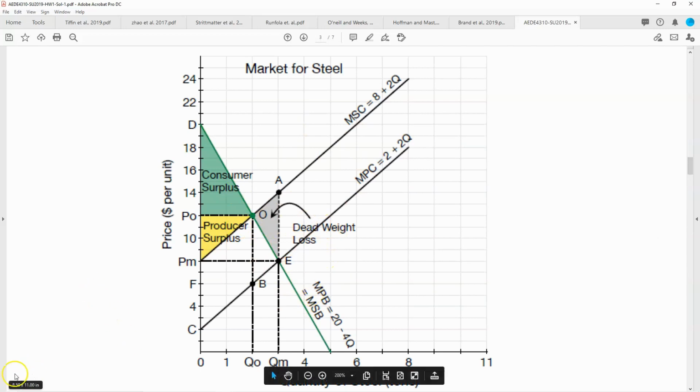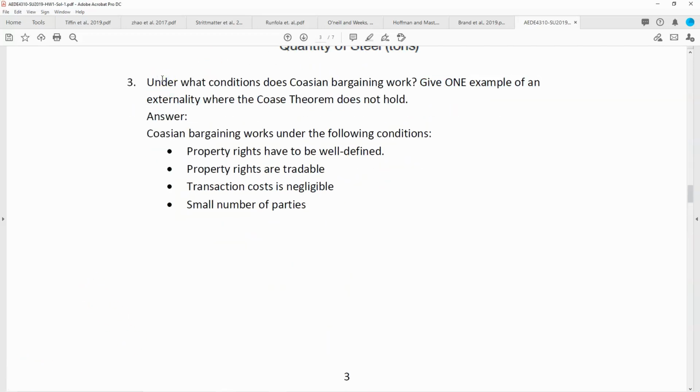For question 3, under what conditions does Coase theorem bargaining work, and give one example of an externality where the Coase theorem does not work. So there are many conditions to make the Coase theorem work. First, property rights have to be well defined, and property rights are tradable. We can ignore the transaction costs. That means there would be free negotiation between the parties, there are a small number of parties, and those parties can be easily identified. Those are the conditions for the Coase theorem to work.